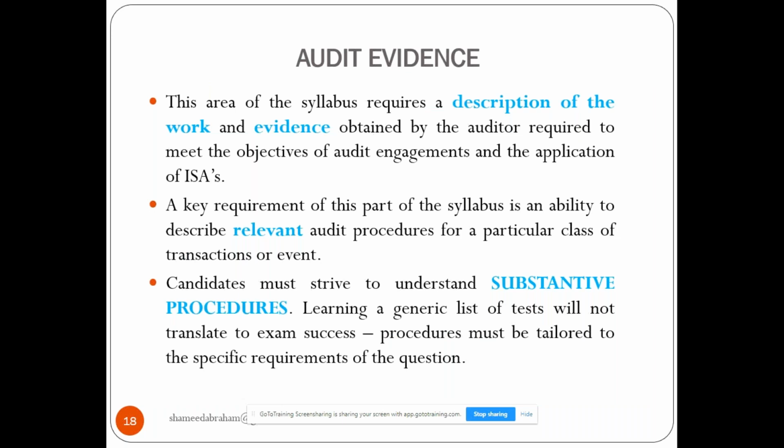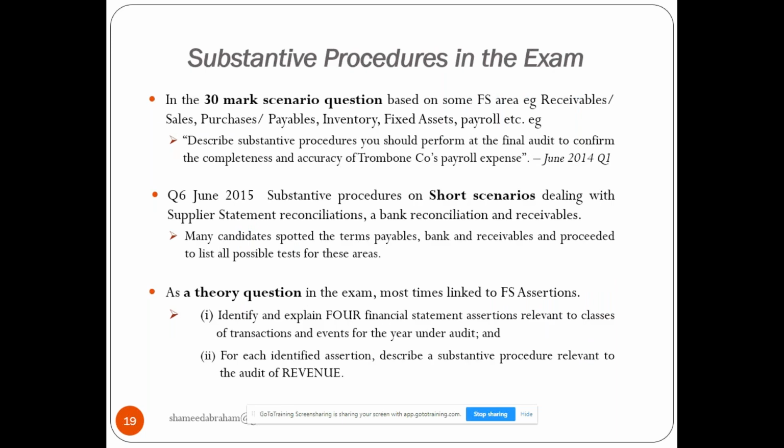The other area of the F8 exam that is causing a lot of problems for students is the difference between tests of controls and substantive procedures, audit evidence. Substantive procedures are an area of the exam that you cannot afford to go into the exam and not be strong on, because substantive procedures are all over this exam. It could be in the 30-mark scenario question in Section B. It could be in the short scenarios. It could be as a theory question in the exam. It could be in the objective test cases as well. So it can be all over this exam.